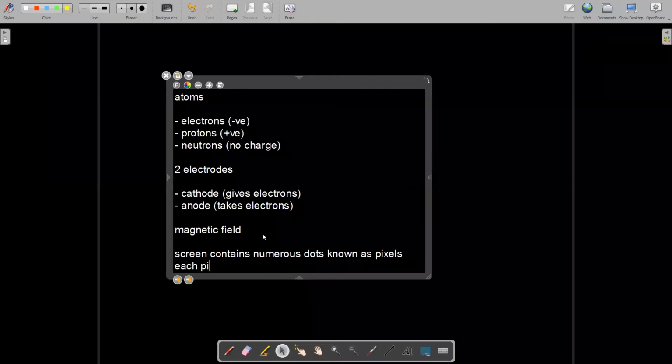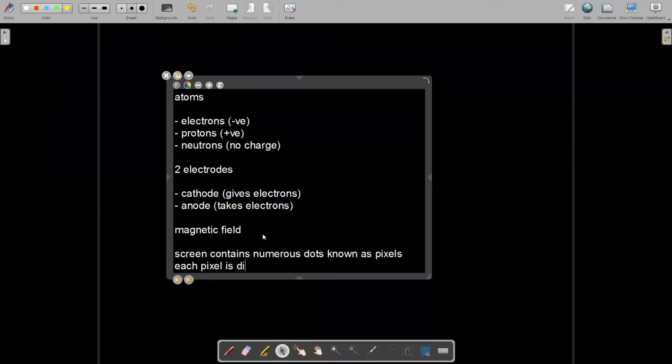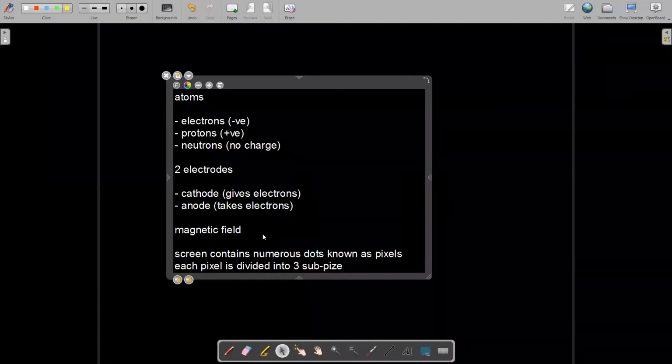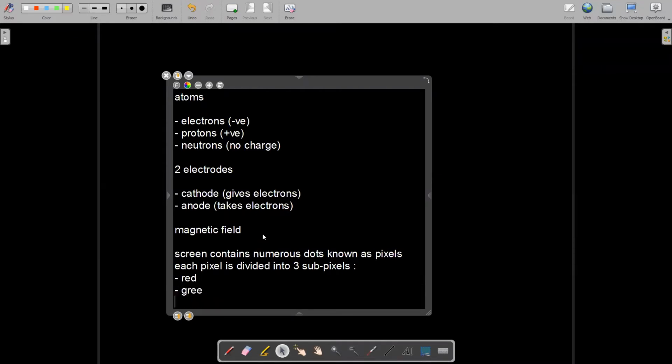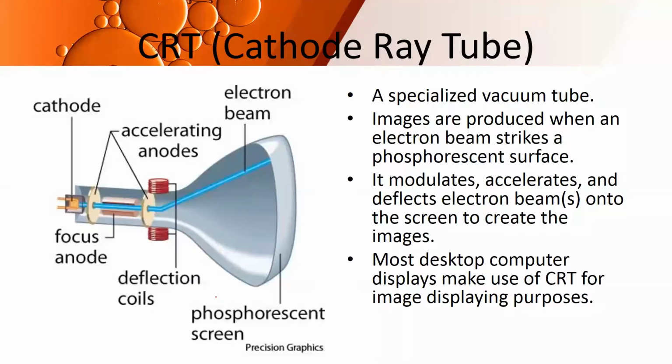Each pixel is divided into 3 subpixels: a red subpixel, a green subpixel, and a blue subpixel. Every dot is divided into these 3 subpixels. Now, wherever the electron beam strikes the pixels, it glows those subpixels, and because of which we are able to see the image on the screen.